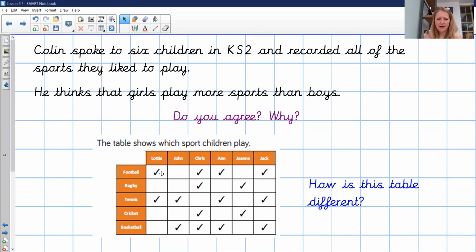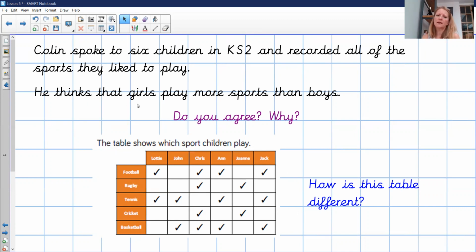This table is slightly different because we've just got ticks to show whether they liked it or not, but it's still a table. So we can see here that Lottie liked football and tennis. John liked tennis and basketball. Chris, he likes a lot of sports: football, rugby, cricket, and basketball. Anne likes football, tennis, and basketball. Joanne likes rugby and cricket. And Jack likes football and tennis and basketball. Okay, so that's all the information in the table.